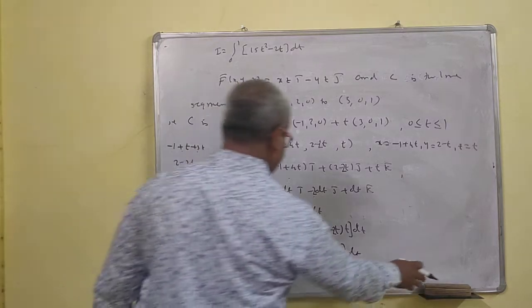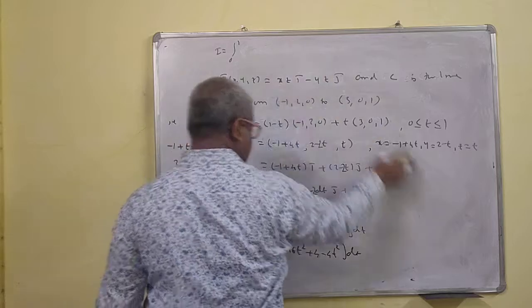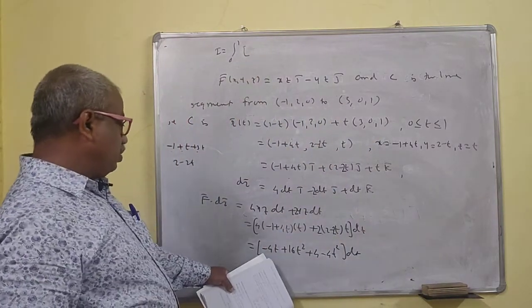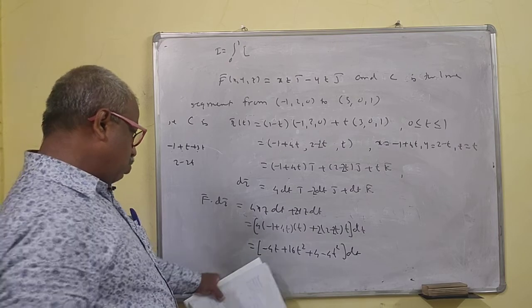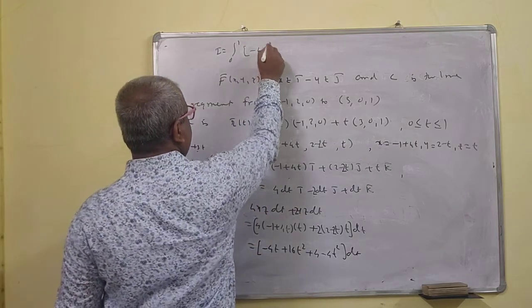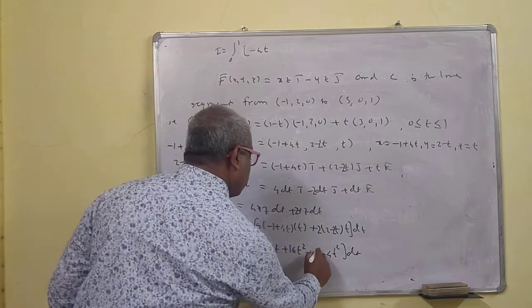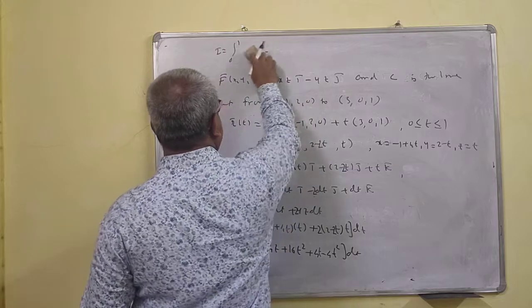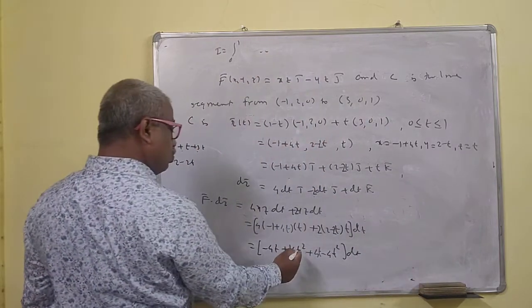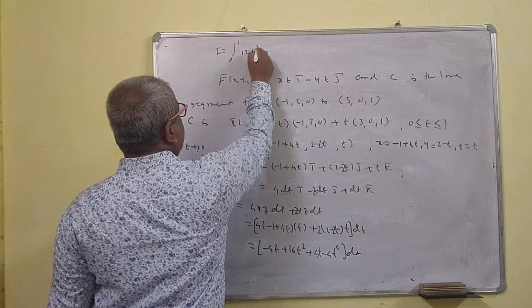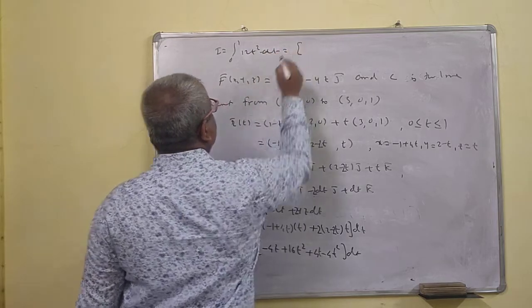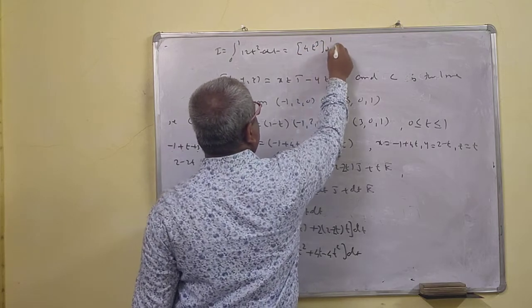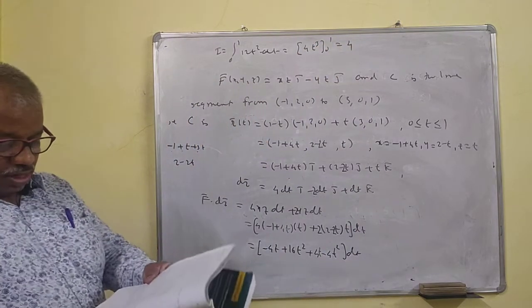So now what is this? This is minus 4t, so minus 4t, minus it is, this is 4t now. So your 4t gets cancelled, then 4t gets cancelled. So this is only 2t square dt. The integration gives 4t cube, from 0 to 1. So this is 4. So this is your required answer.